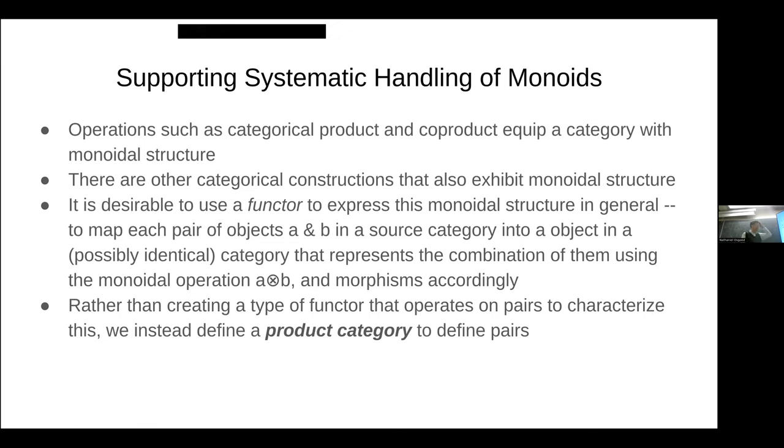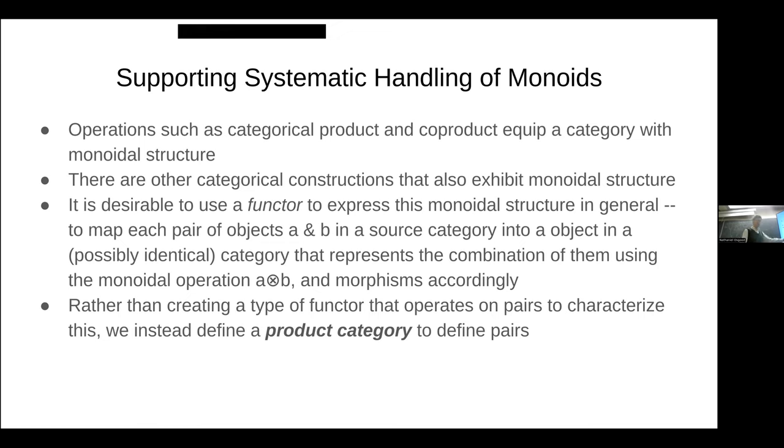Okay, so it turns out that if we have products and or coproducts in a category, it's equipped with a monoidal structure, okay? And they're not alone. There are other things that will also exhibit monoidal structure sometimes. And it's desirable to be able to generalize this, to express monoidal structure in general. So to be able to map a pair of objects in some source category into a category that represents a combination of them with some combination. Maybe this is A plus B. Maybe it's a categorical product with B. Maybe it's A in some other operation. We call it tensor. It's just kind of a generic name. It's nothing to do with tensors in high-dimensional physics or linear algebra, but it's just a name for a generic operation, okay?